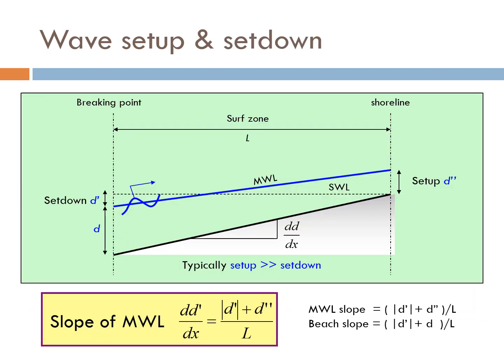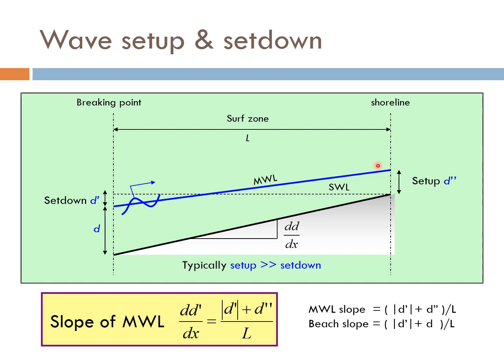This figure here again shows the zone between the breaker point and the shoreline. This is the beach with a slope given by this expression, which is the change of water depth d over the distance x. This is the still water line. We have a set down here represented by d prime, which is a negative value because it goes below the still water level, and we have a setup here represented by d double prime, which is a positive value because it goes above the still water line.